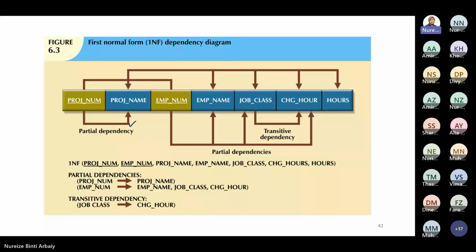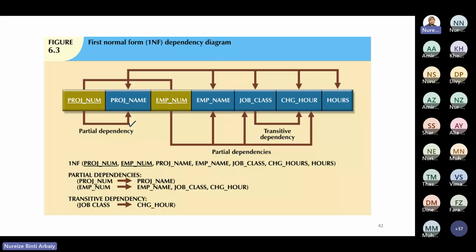So this is a partial dependency. In the other situation, they combine the project number and employee number, so that's why they can include the hours. I think not much information is given based on this diagram only. Maybe hours is a time, the hours they take to finish the project. Charge hour is like the charge for each hour, okay, per hour.